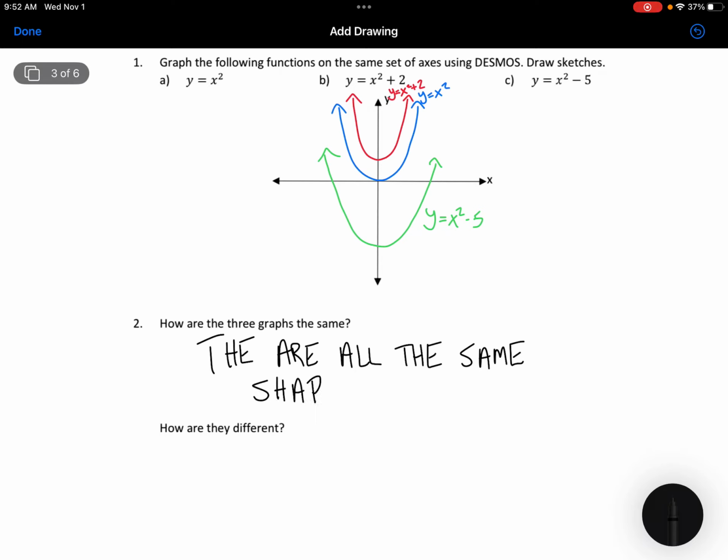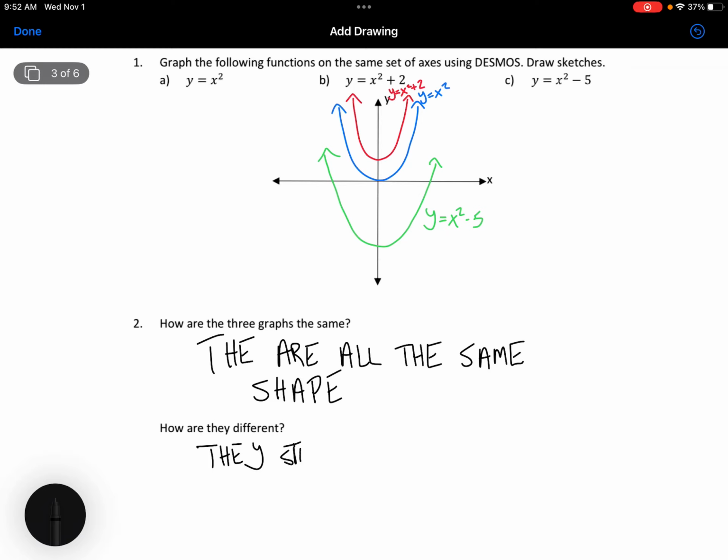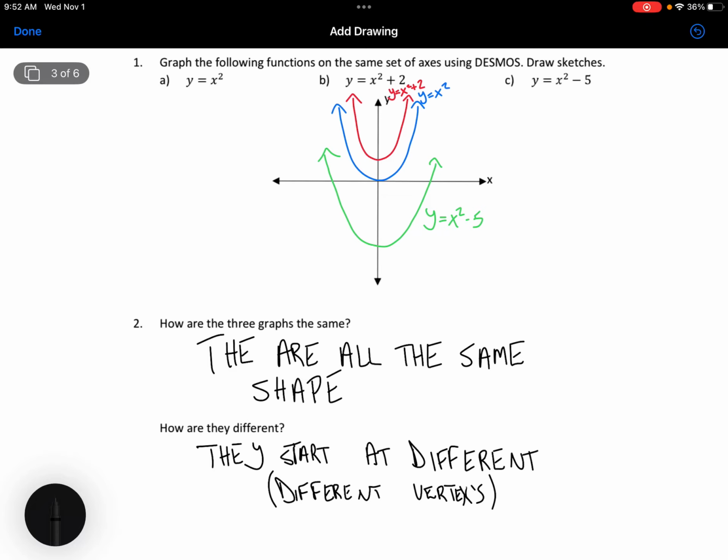The only thing that's changing is our starting point. So they're different. They start at different values. So we're going to say different vertexes. Okay, so we've got that.